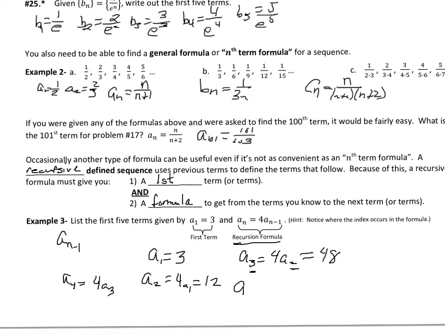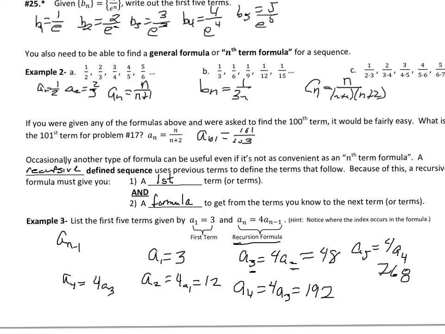Okay, my fourth term is what? 4 times the third term. And the third term is 48, and 4 times 48 is? Okay, what's my fifth term then? It is 4 times the fourth term. So it's 4 times 192, which is? What is it? 768. There you go. There are your first 5 terms.